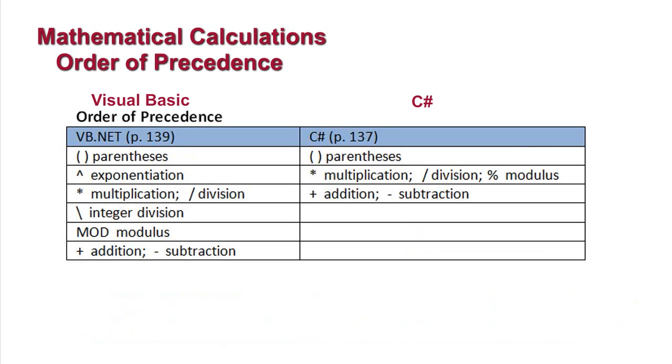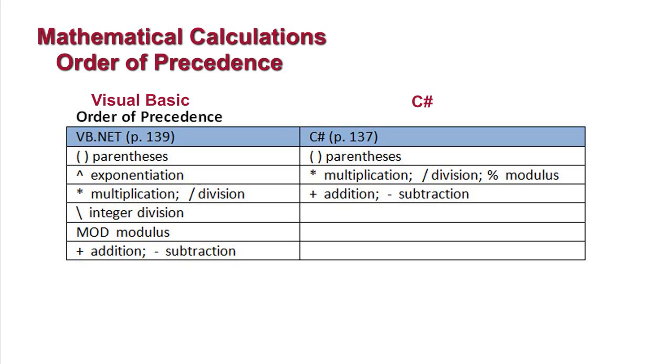Here's a table that shows that order of operations. So parentheses override all operations, and we'll look at that as an example here in a minute. The first thing that takes place outside the parentheses is any exponentiation calculations, and then we would do any multiplication or division operations moving from left to right, and then any integer division, and then any modulus, and then addition or subtraction, again moving left to right.